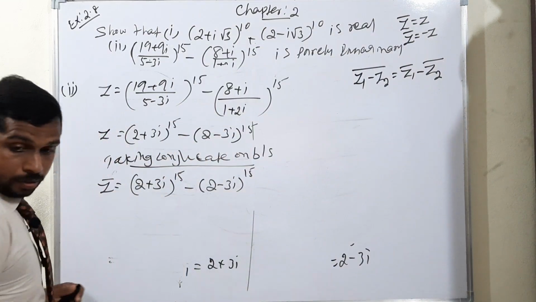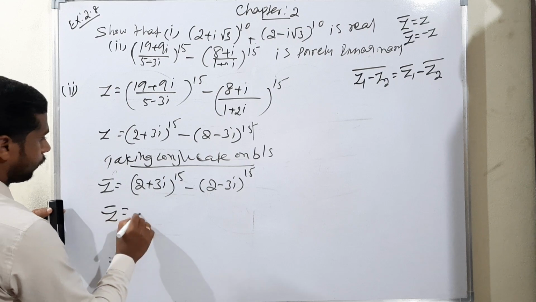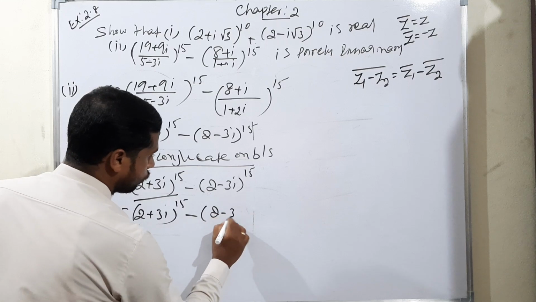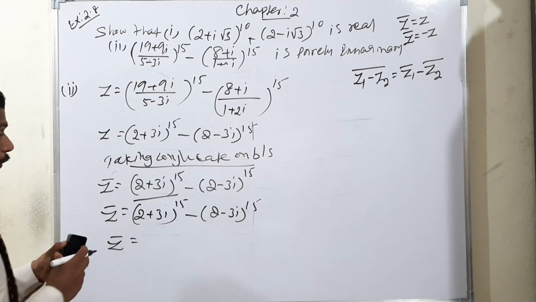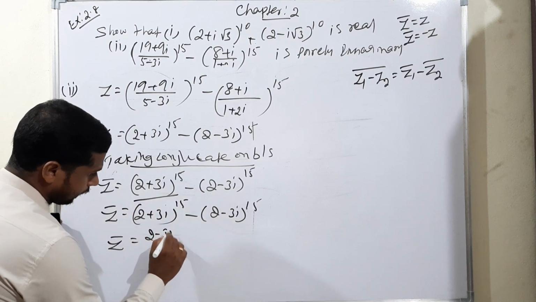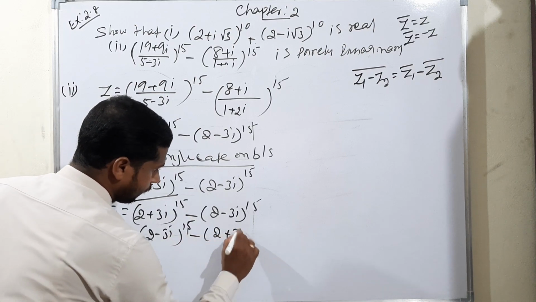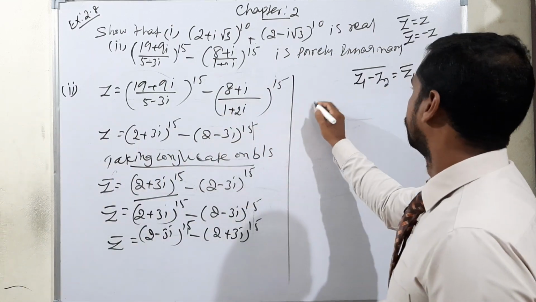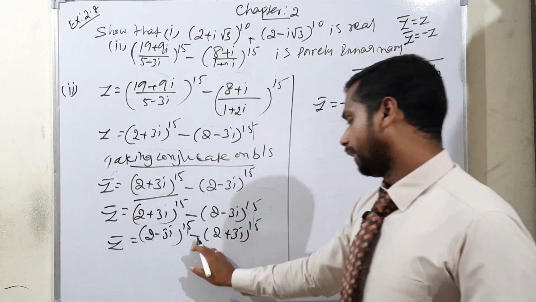So we have to apply these places. So Z bar is equal to 2 plus 3i the whole power 15, then minus of 2 minus 3i the whole power 15. Then Z bar is equal to, if you remove the conjugate means you have to change the sign of only the imaginary term. So 2 minus 3i the whole power 15, then minus of 2 plus 3i the whole power 15. Again, so Z bar is equal to minus, take common outside means what will happen? Look at there, minus change for positive.